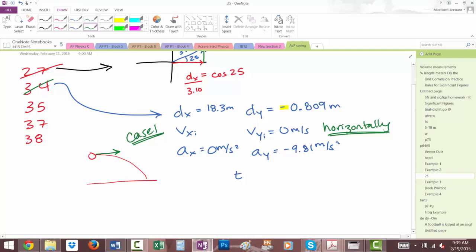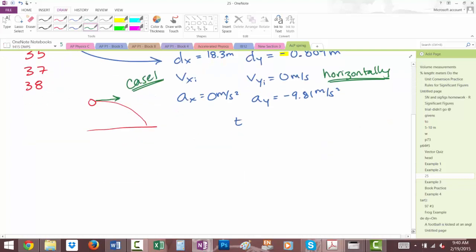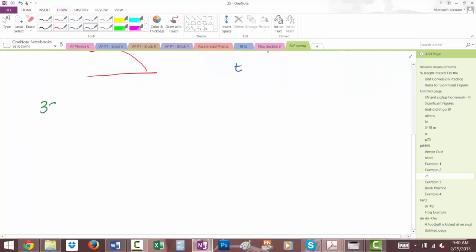35 says a shell is fired from the ground with an initial speed of 1.7 times 10 to the third meters per second at an initial angle of 55 degrees. Neglecting air resistance, find stuff. A note on number 35, if you haven't yet done it, B should come before A. I don't know why they put them in that order. It's really silly. For 35, you want to find the time first.